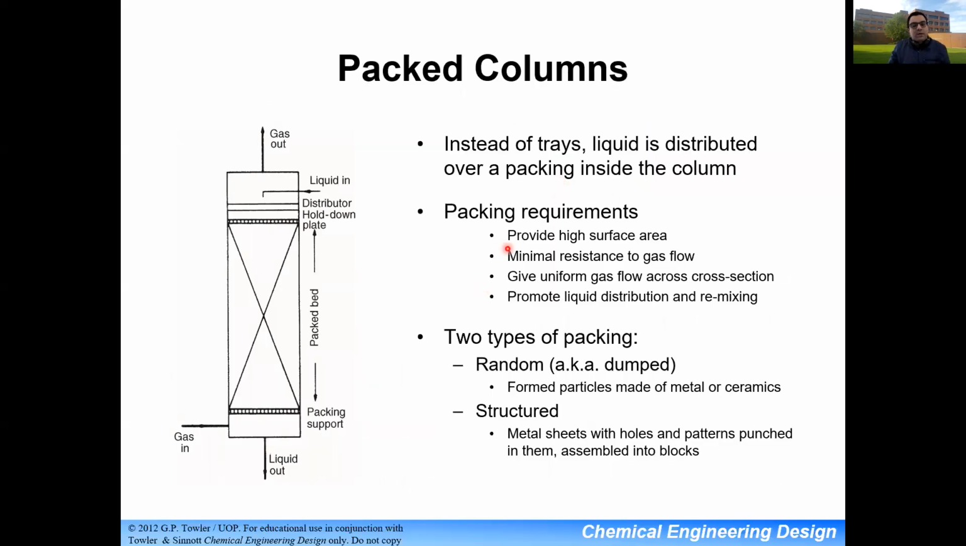However, with a packed column, it maximizes this area significantly. There's minimum resistance to gas flow. So in this case, the gas does not have to push through a liquid continuum to make a bubble. There's just always intermingling. It enhances gas flow across the cross section of your column. So in a tray distillation column, because the gas has to bubble through the liquid phase, sometimes there's a tendency for the gas to converge towards the center. However, with packed columns, you don't have this problem. It enhances mixing, it enhances liquid distribution, etc.